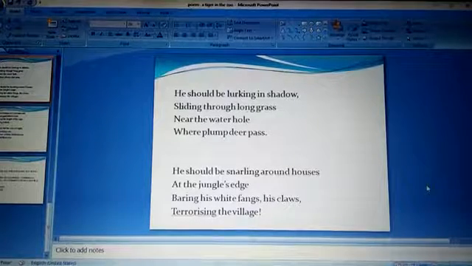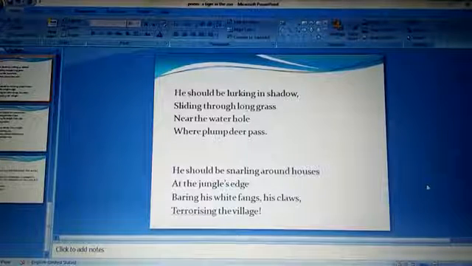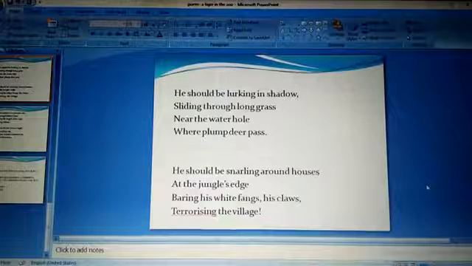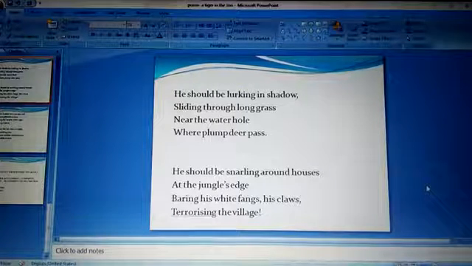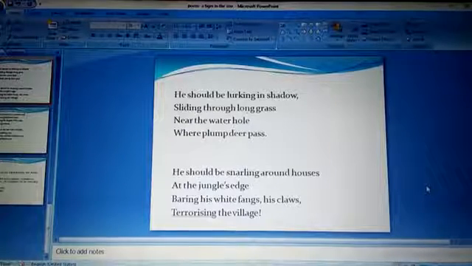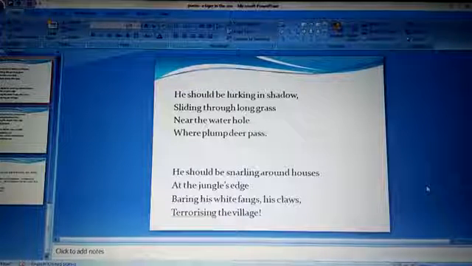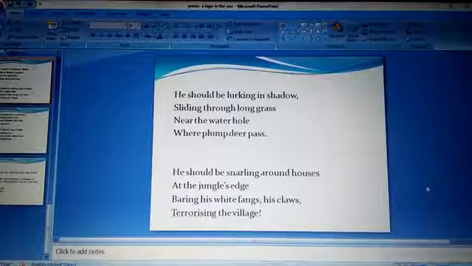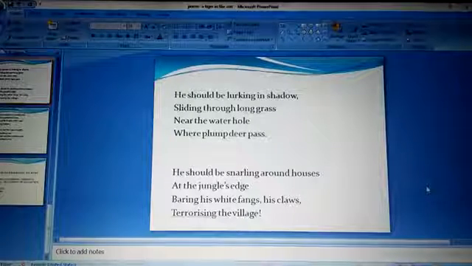He should be lurking in shadow, sliding through long grass, near the water hole where plump deer pass. As I told you, my dear student, before the beginning of the stanza, I have shown you some images: how he was sitting near the water and how he was sitting under the tree, which is giving shadow. So if the tiger is in the jungle, he would be lurking in shadow, moving through the long grass, even sitting near the water hole where the plump deer pass.